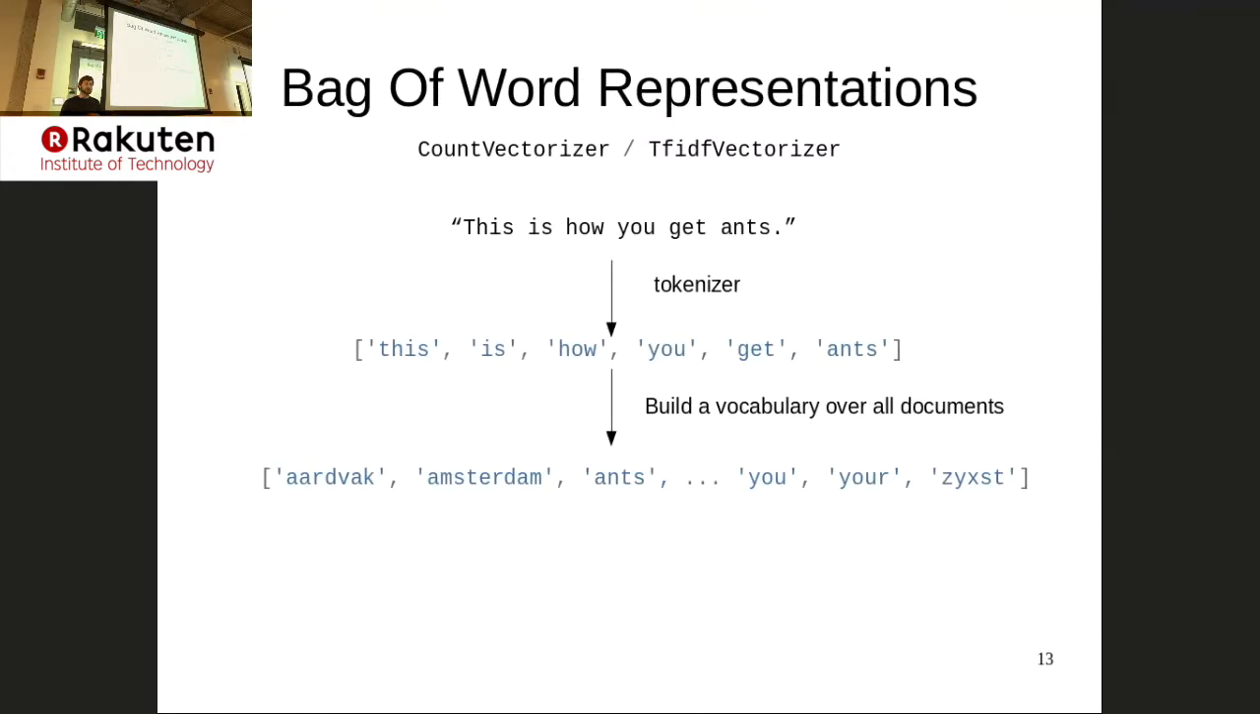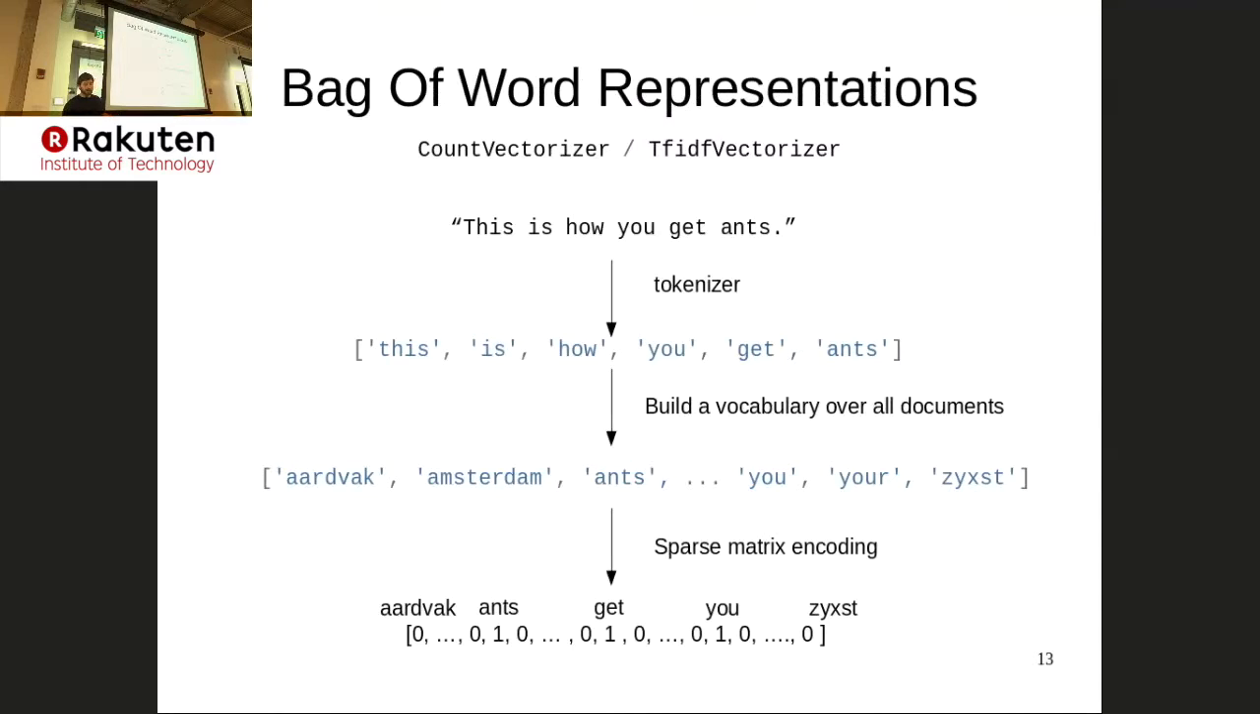Then we build the vocabulary of all the words that appear in our whole collection of documents. So we go over all the documents, over all the reviews from IMDb that we have, 25,000 something, and extract all the words. Now we have a very large vocabulary, probably hundreds of thousands of words. Now we can go back to each of the reviews, and we can encode them by counting how often each of the words in our vocabulary appears. Most of the words appear 0 times, but there's exactly 6 words that appear once. So ants appears once, gets appears once, how appears once, is appears once, and so on.